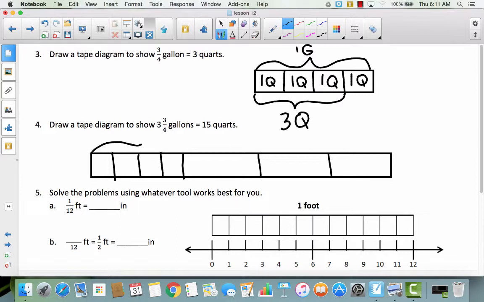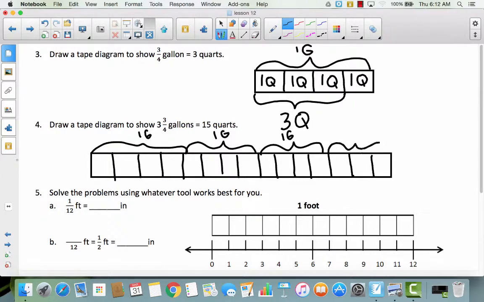So this would be 1 gallon. And then I'm going to divide this gallon into 4 parts. And this would be equal to a gallon. And then I'll divide this gallon into 4 parts. And then my last one, I'm just going to divide into 3 parts, and this will be 3/4 of a gallon. So for every fourth of a gallon, it's equal to a quart. So each of these will be equal to 1 quart. So I'm going to put 1 quart inside every single one of these.